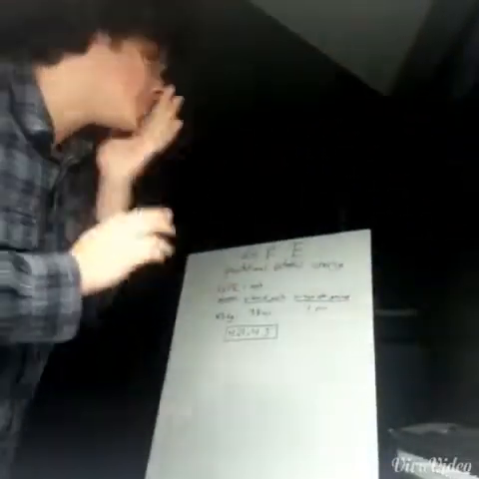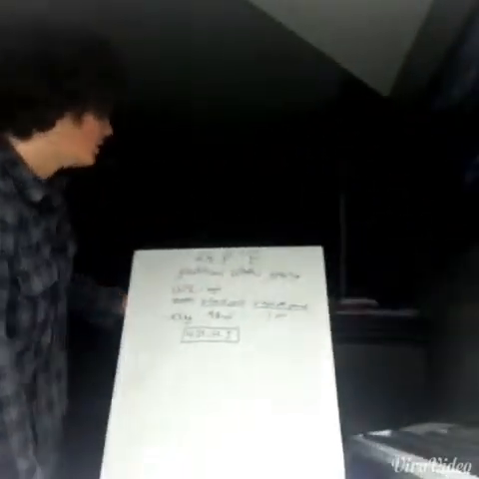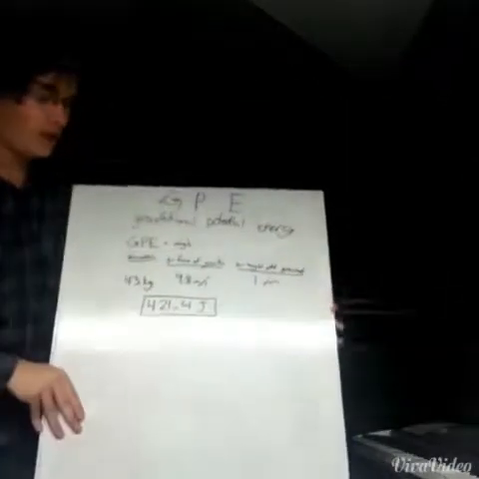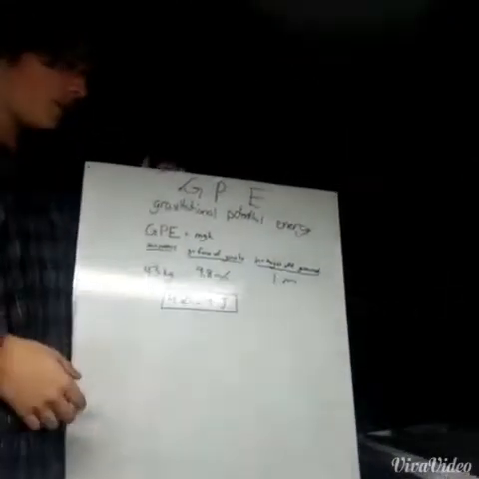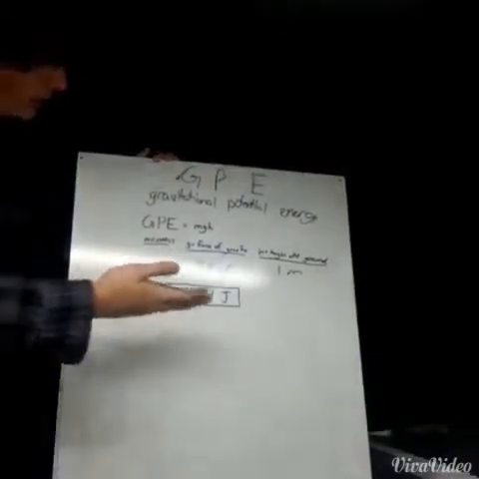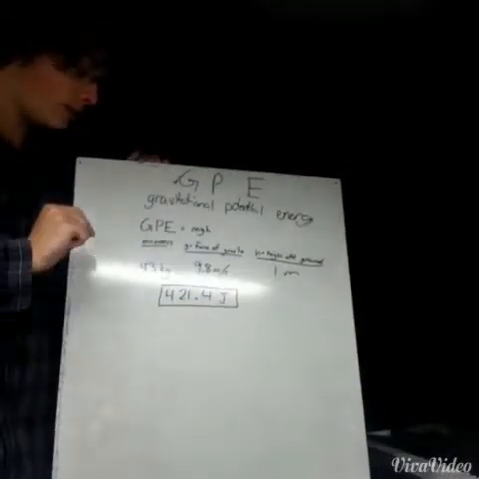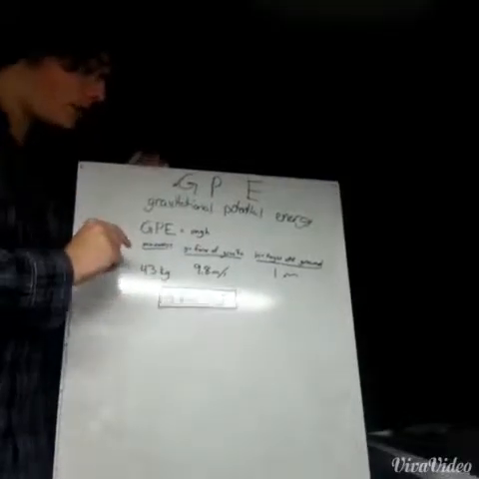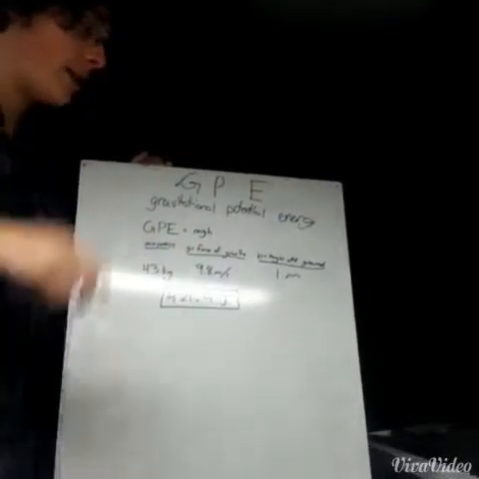Hey guys, physics project. Let me explain this first equation, GPE, gravitational potential energy. GPE equals mgh, that's how you find GPE. In mgh, m stands for mass, g stands for force of gravity, and h stands for height off the ground.